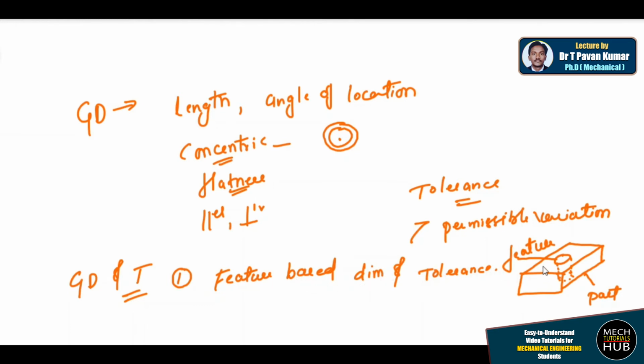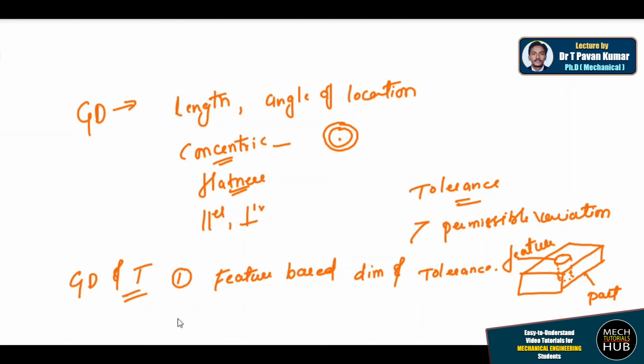Here it is not compulsory that a tolerance value or symbol has to be given for each and every edge or each and every component. It all depends on the requirement. So if this particular feature requires any tolerancing, then that tolerance can be specified. That specification I'll show you in a few upcoming lectures.